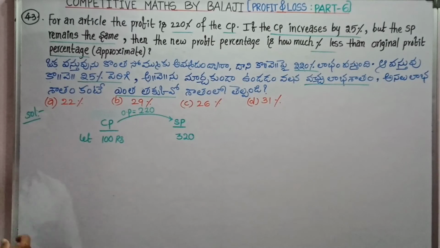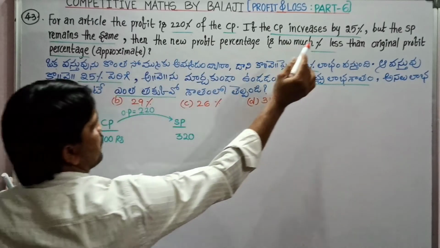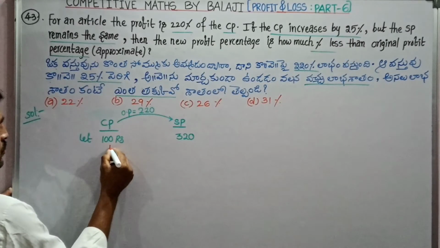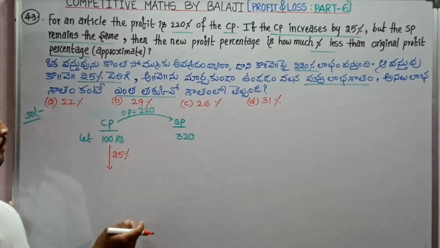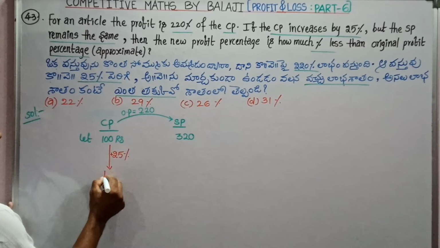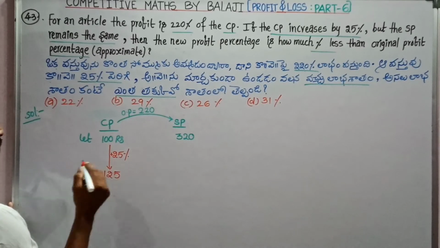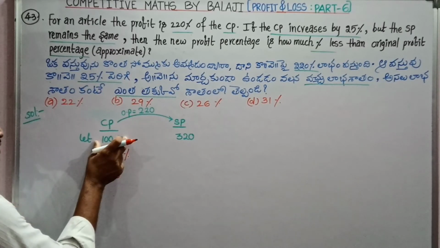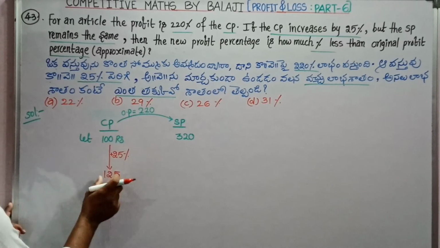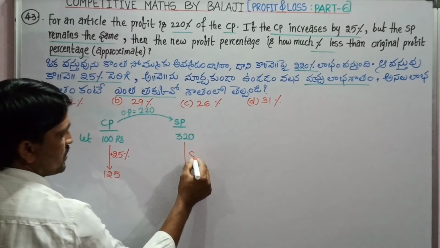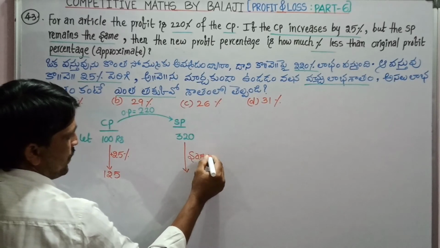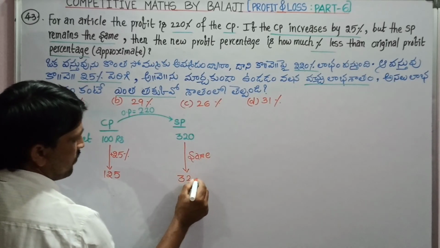But the CP increases by 25%. What is 25% of 100? 25% means for every 100 it increases 25. So it becomes 125. 25% of 100 is 25, 25 plus 100, that is 125. But SP remains the same.